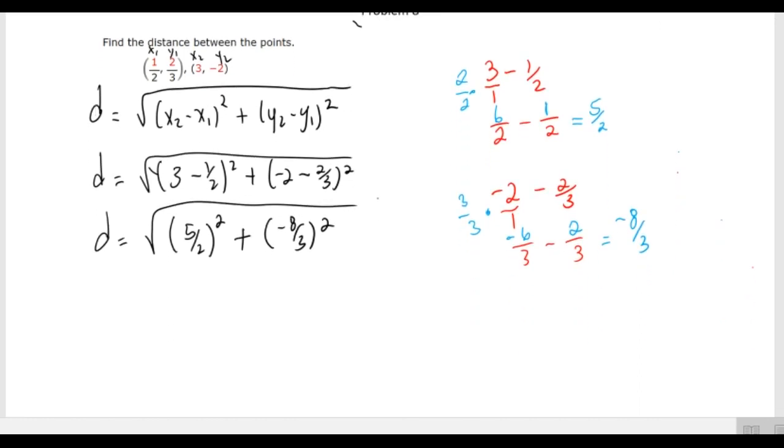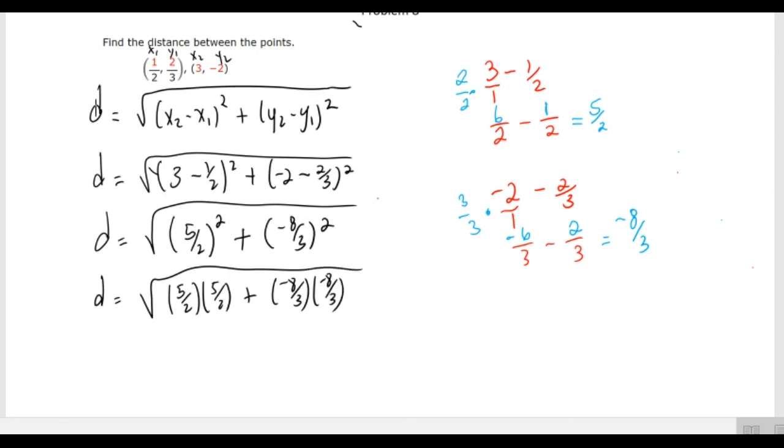So if we simplify further, we would have 5/2 squared, which is the same as 5/2 times 5/2, and negative 8/3 squared is negative 8/3 times negative 8/3. So we end up with 5 times 5 is 25, 2 times 2 is 4, negative 8 times negative 8 is 64, and 3 times 3 is 9.